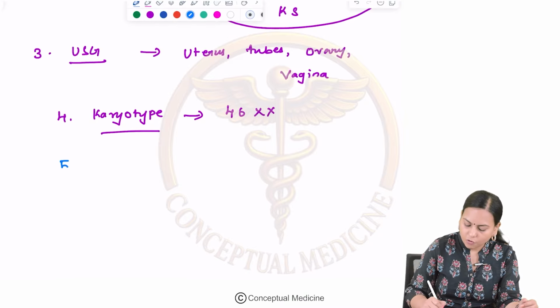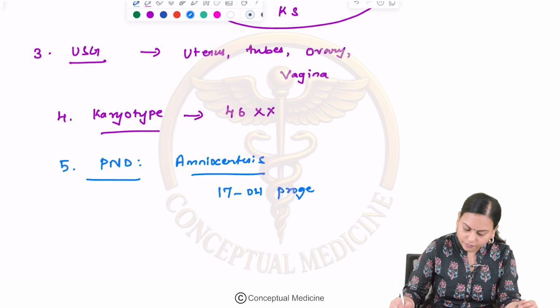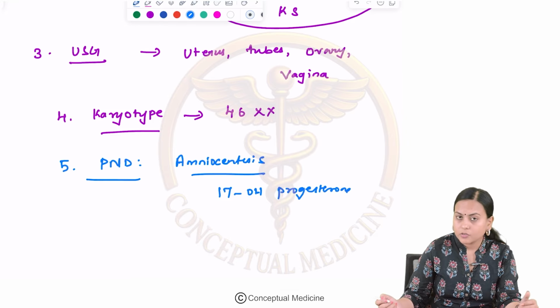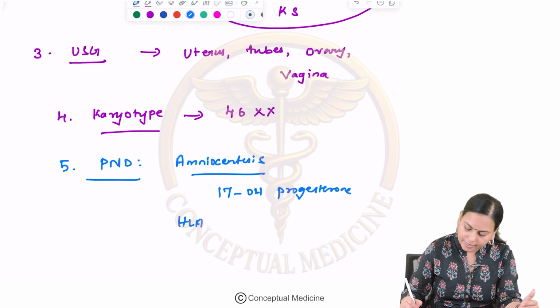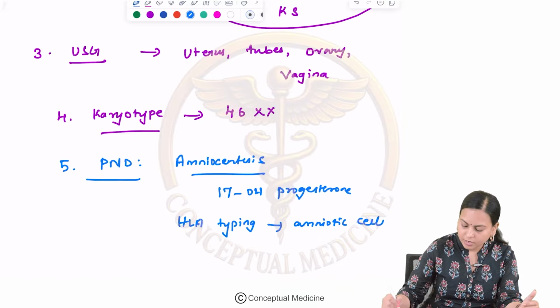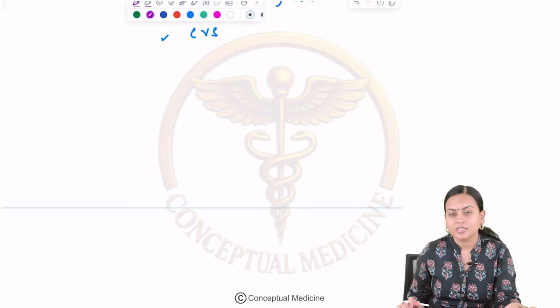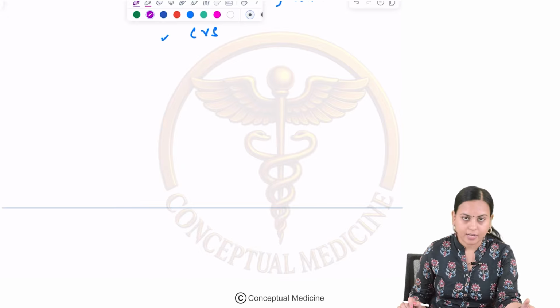You can even offer them a prenatal diagnosis by amniocentesis to measure 17 hydroxyprogesterone. Also, you can do HLA typing of the amniotic cell. Sometimes you can even offer them chorionic villus sampling. Clear? Let us discuss the non-classic congenital adrenal hyperplasia.